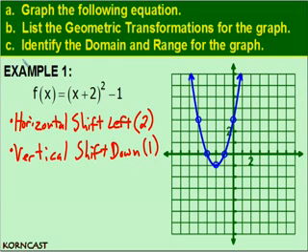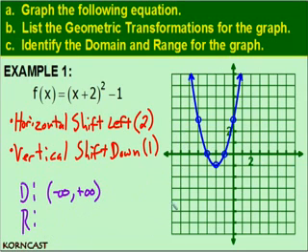Now let's direct our attention to identifying the domain and range. The domain, again, is all x values for our function. So if you notice, the graph is going to the right and to the left and everywhere in between, so the domain is going to be all x values, or -infinity to +infinity.